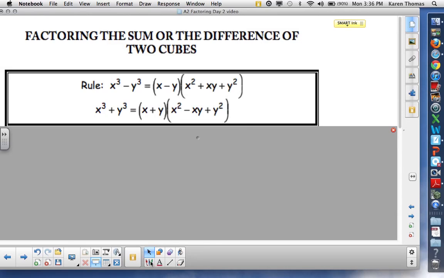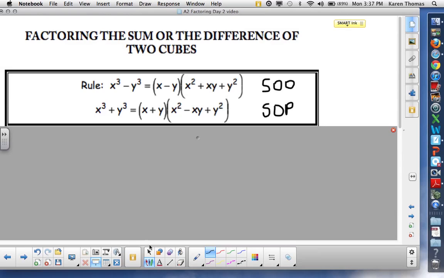So my two patterns here for my signs are same, opposite, opposite. That looks like a 5, but that's an S. And then for the sum of two cubes, my signs are same, opposite, plus. So SOO and SOP.